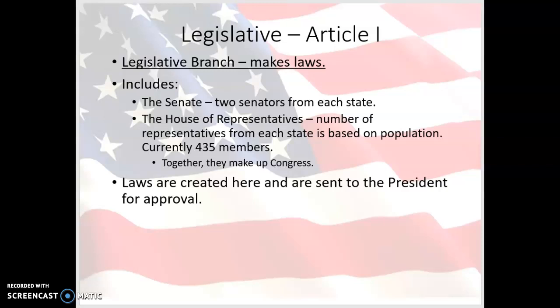What they do in the legislative branch is that they create laws, and the laws are sent to the President for his or her approval.